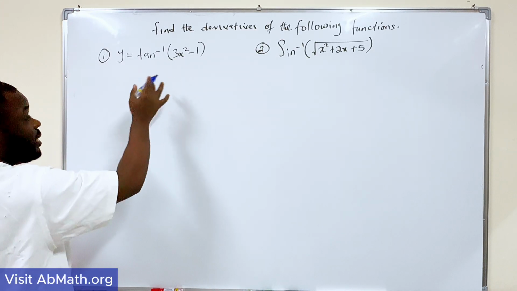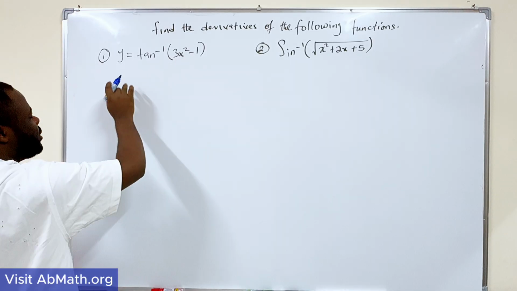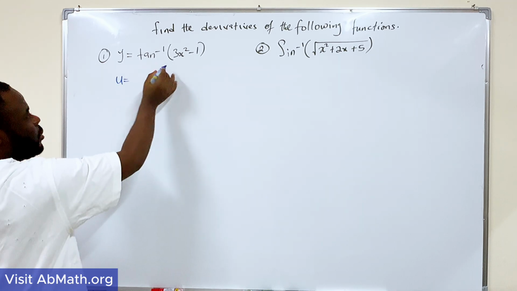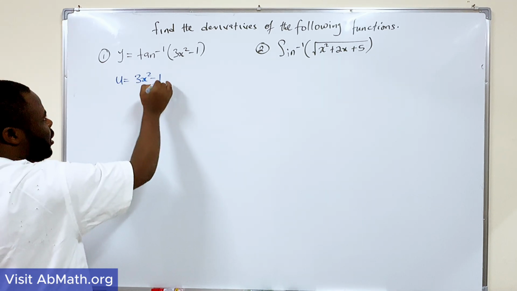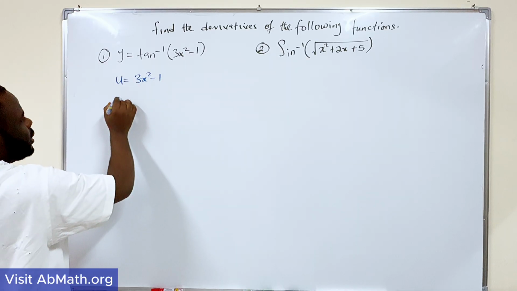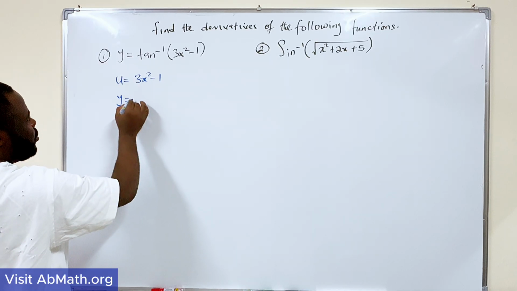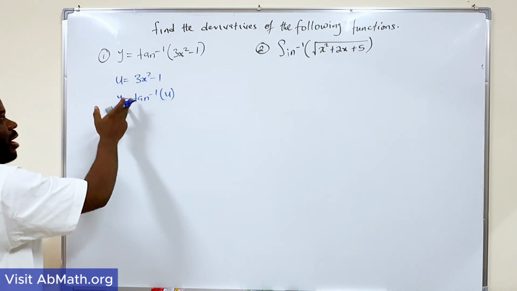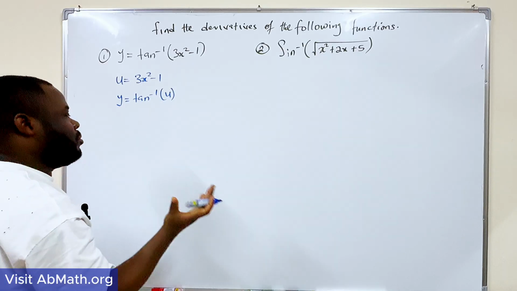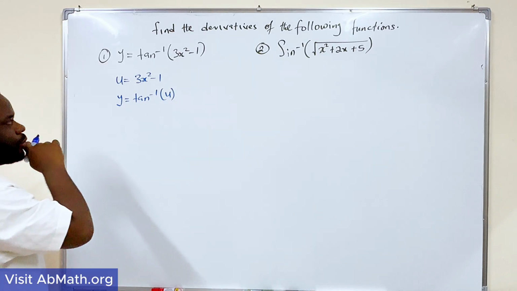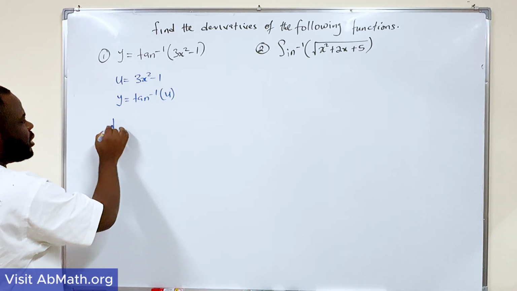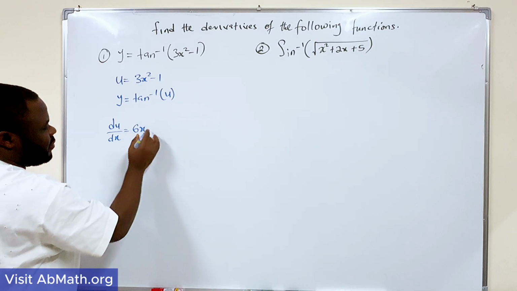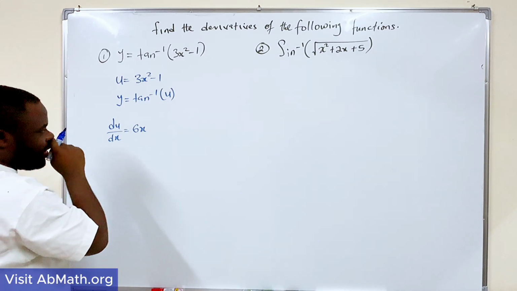So start from the one inside, or let me say the last part of your function, which is this quadratic. So you can say that u equals 3x squared minus 1, right? So you now say that your y now equals tan inverse of u. So when you have two functions inside a function, meaning composite function, you use chain rule. So first you find that derivative, you say du/dx, okay? So this will be 6x because we are finding in respect to x.